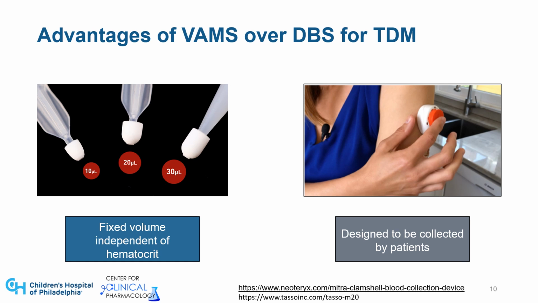Ultimately, there are important advantages of VAMS over dried blood spots for therapeutic drug monitoring. As mentioned, VAMS are designed to collect a fixed volume of homogeneous blood that is independent of a patient's hematocrit. This allows for reliable and accurate quantifications of drugs. Additionally, many of these devices are designed to be collected by patients, and so they are relatively easy to use, and in fact can also often be collected just by an individual person.